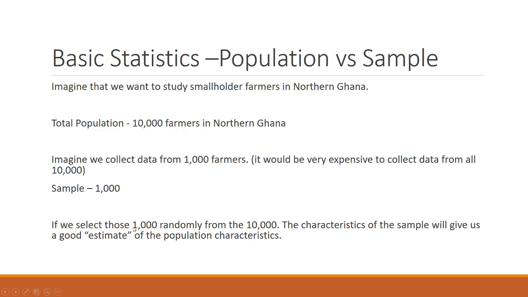If we selected those 1,000 randomly from the 10,000, the characteristics of the sample would give us a good estimate of the population characteristics. It wouldn't be perfect. There'd be some chance that our data is really, really different, that this particular 1,000 farmers is very different from the population at large. But it would be a good estimate of what's really true about the total population.